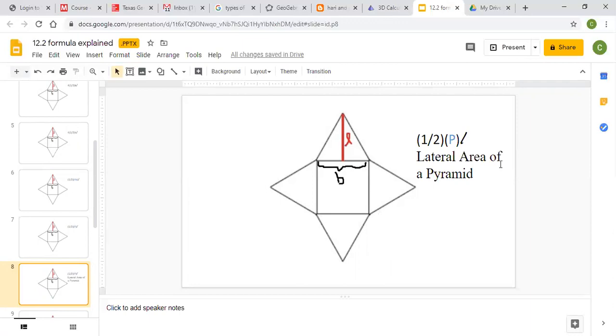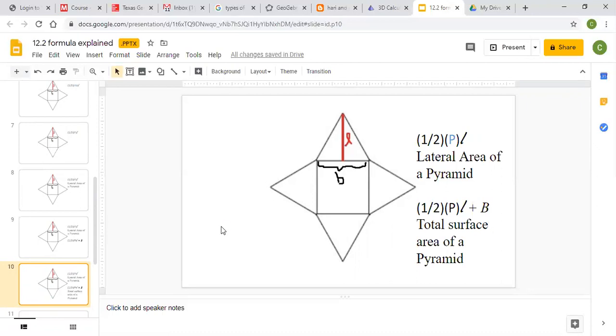If we wanted to find the total area, what we would need to do is add in the area of our one singular base. And so that would look like 1/2 perimeter of the base times the slant height of the pyramid plus the area of that base. I'm going to use capital P for perimeter of base and capital B for area of the base. We're going to do that for the whole chapter. So that right there is our total surface area of the pyramid.